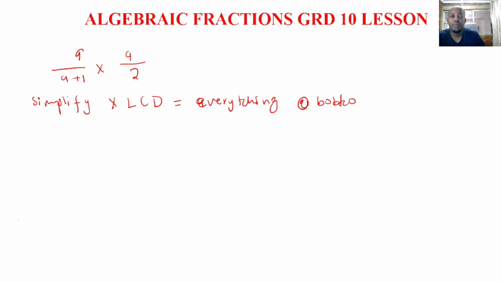So you need to multiply by everything that is at the bottom. For an example, in this equation, what is at the bottom is 2a plus 1. So you need to multiply by that. Same thing would apply if you've got the same set of equation, 1 all over a plus 1 divided by a all over 2.